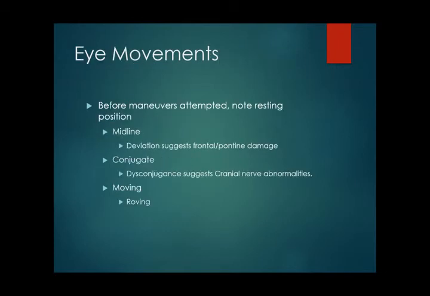When the eyes are deviated to one side, either it is an ipsilateral hemispheric lesion, frontal lobe, or there is a contralateral pontine lesion. When there is downward conjugate deviation of the eyes, there is a midbrain lesion. And when there is disconjugate ocular deviation, there is a brainstem lesion with cranial nerve involvement.